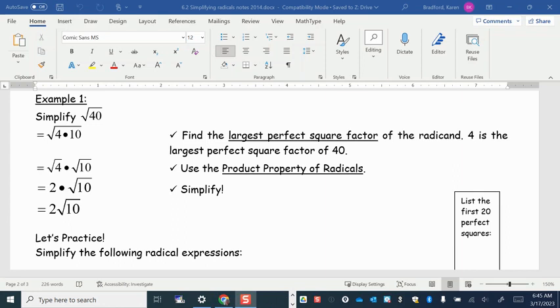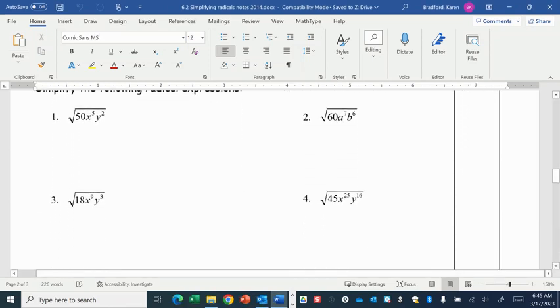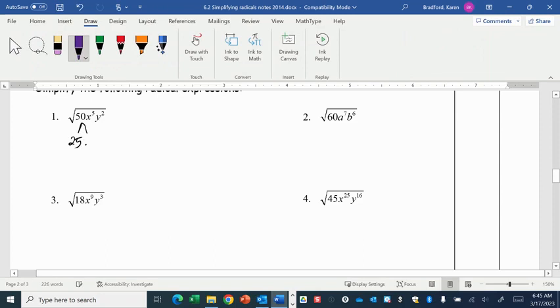Okay, so after looking at example 1, where we're taking out the largest perfect square factor, we're going to take a look at some other examples as well. So in number 1, there's lots of ways to break up 50, but our goal is to find the largest perfect square factor. So we could break up 50 as 5 and 10, but neither one is a perfect square. Rather, we're going to go with 25 and 2. Now the square root of 25, we know, so we can take the square root of 25 and bring that out as a 5. But the 2 we don't know, so we're going to leave that inside the radical.